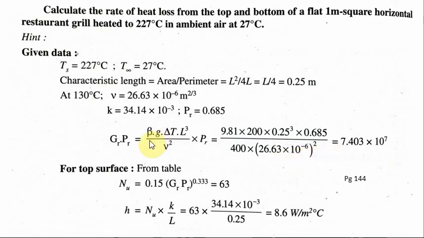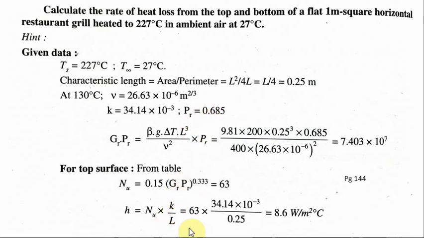So we will get Grashof number into Prandtl number is equal to 7.4 into 10 raised to 7. So from the table, page number 144, section 2.11, since the Grashof number range is coming between 10 raised to 6 and 10 raised to 11, we have to take the second equation, which is Nusselt number is equal to 0.15 into Grashof Prandtl number raised to 0.333, and the condition is we are calculating the heat loss from the hot upper surface.